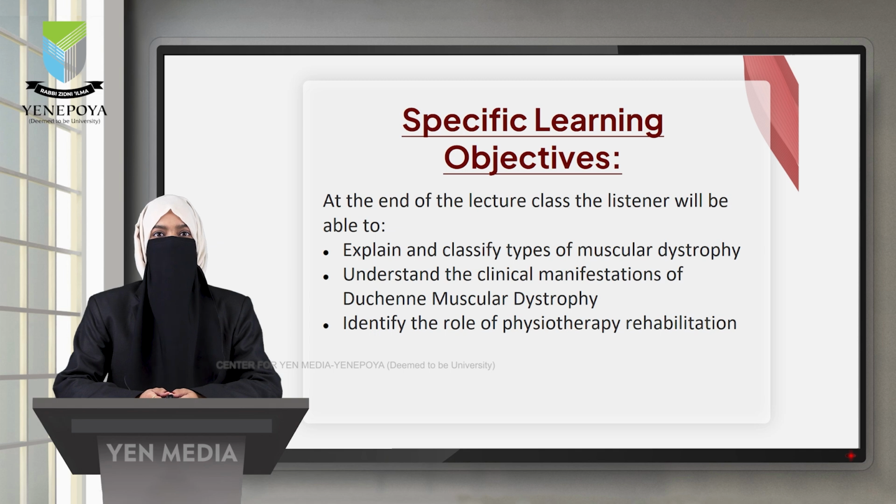The specific learning objectives for this session are that the listener will be able to explain and classify types of muscular dystrophy, understand the clinical manifestations of Duchenne muscular dystrophy, and identify the role of physiotherapy rehabilitation for this condition.